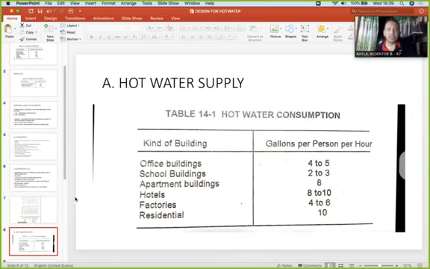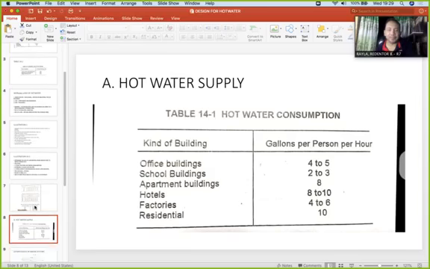So for example, table 14-1, no? For office building, you have 4 to 5 gallons per water. So you will be asked how much will be the size of the volume, no, of the tank. So you can already compute the volume because area times height. No? Volume is equal to area times height.